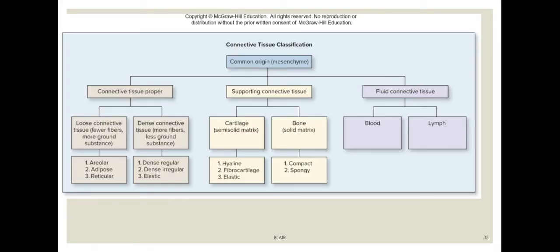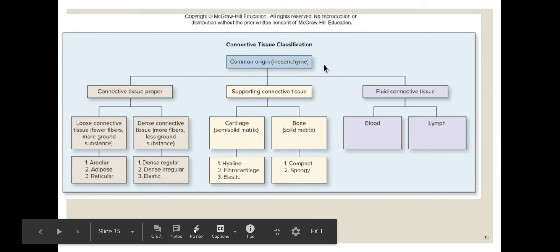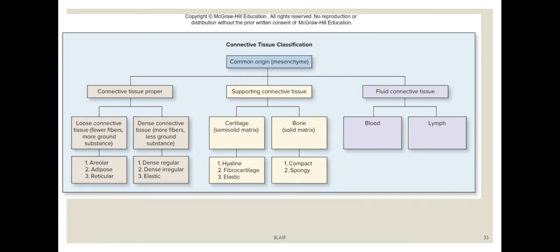And just like with epithelial tissue, the connective tissue has its own flow chart. So we have proper connective tissue, which includes loose connective tissue and dense connective tissue. And then we have different kinds. We have supporting connective tissue like cartilage and its types, and then bone and its types, and then fluid connective tissue like blood and lymph. So we start with this common origin, we call it mesenchyme, and then we want to break it apart. Is it the proper connective tissue? Is it supporting tissue, or is it fluid? And then you can break it down from there.